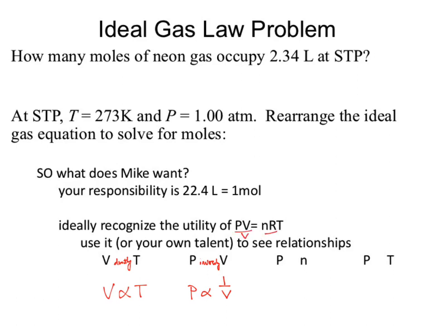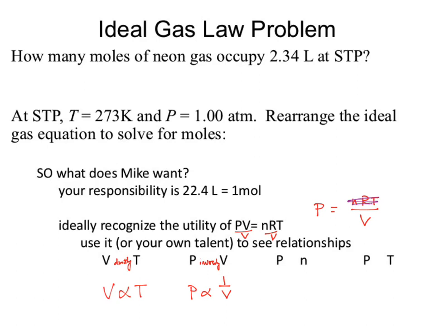Divide both sides by the volume, and I would get pressure equals nRT over volume. Remember, I don't care about the nRT right now. I just care about pressure and volume. If I increase the pressure, what happens? It decreases the volume. I'm getting the exact expression shown down here. PV equals nRT contains that information.